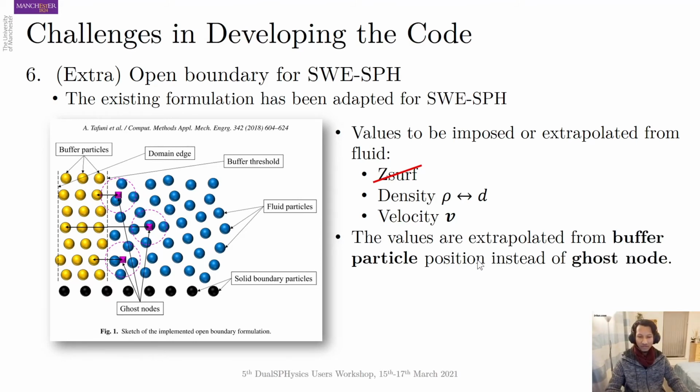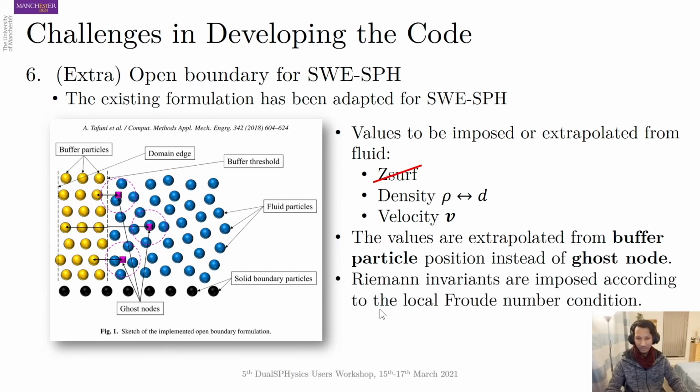The values for the buffer particles are extrapolated from their original position instead of at the ghost node. And then after that, we need to impose the Riemann invariant according to the local Froude number condition. And we also need to limit the buffer zone to be less than two smoothing lengths.